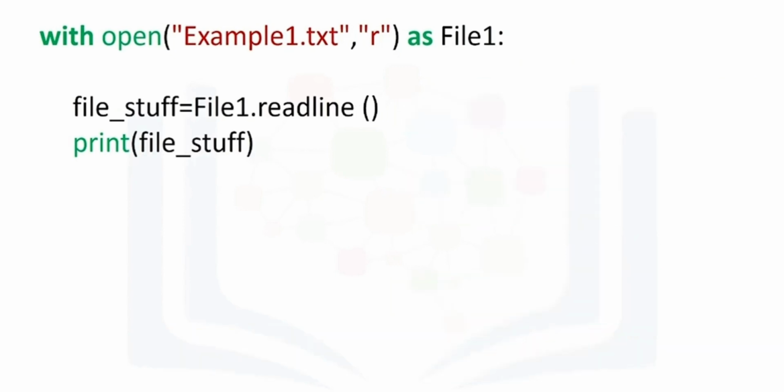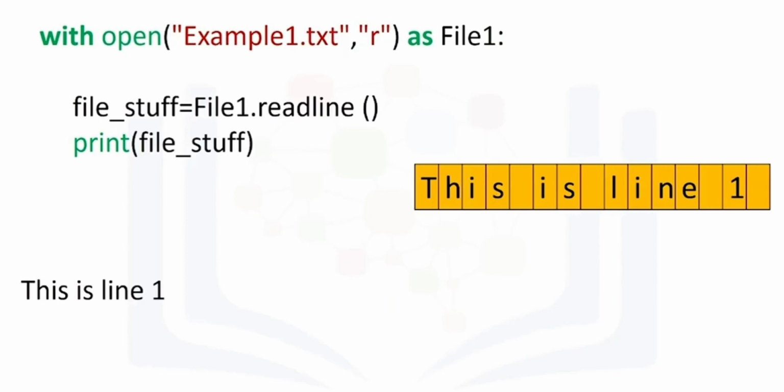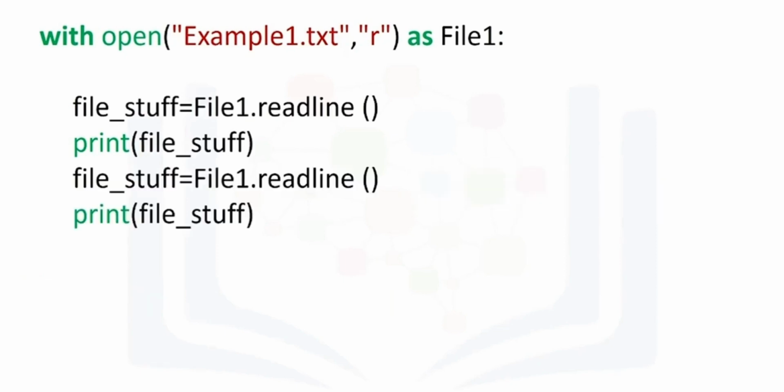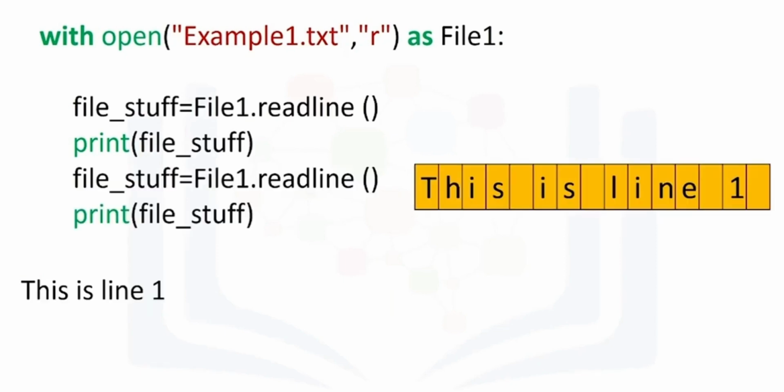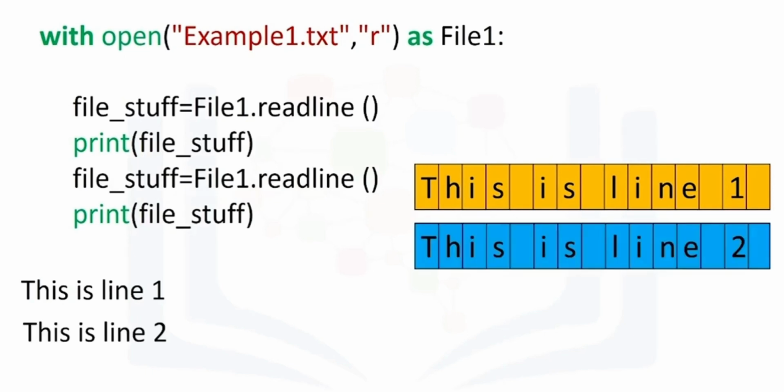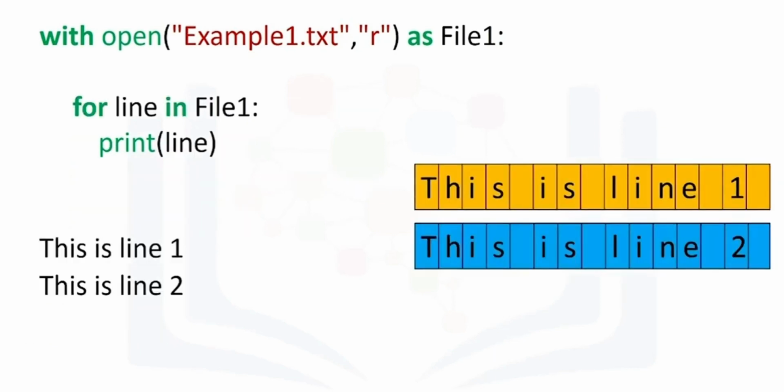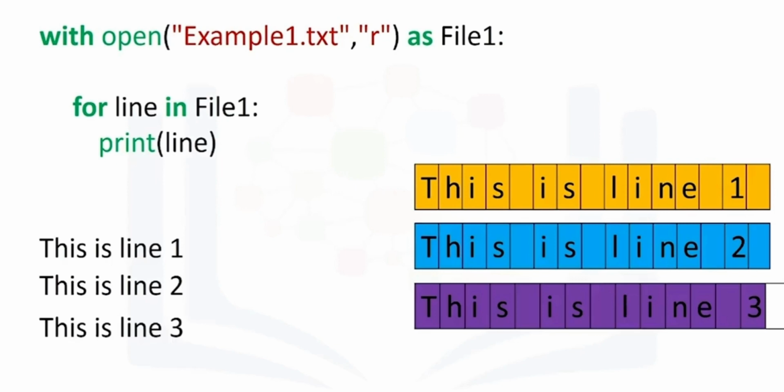We can use the method readLine to read the first line of the file. If we run this command, it will store the first line in the variable file_stuff, then print the first line. We can use the method readLine twice. The first time it's called, it will save the first line in the variable file_stuff and then print the first line. The second time it's called, it will save the second line in the variable file_stuff and then print the second line. We can use a loop to print out each line individually as follows.